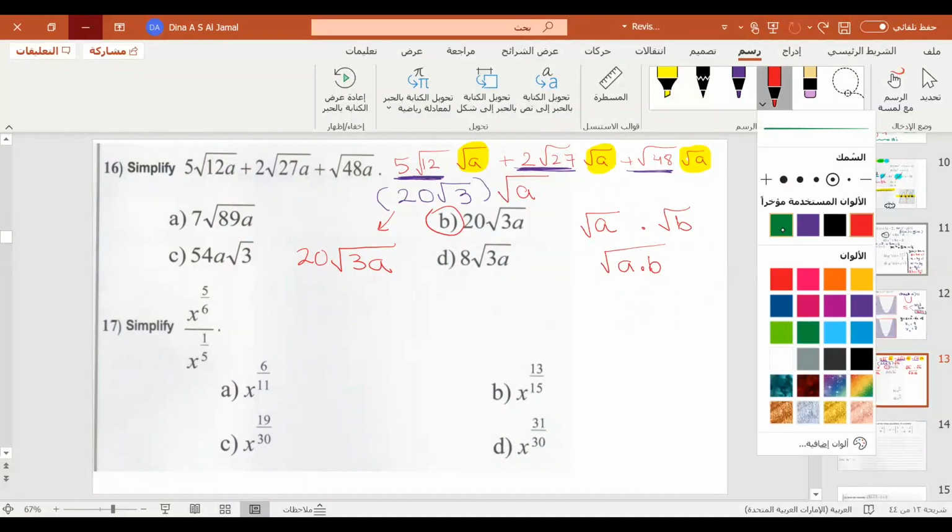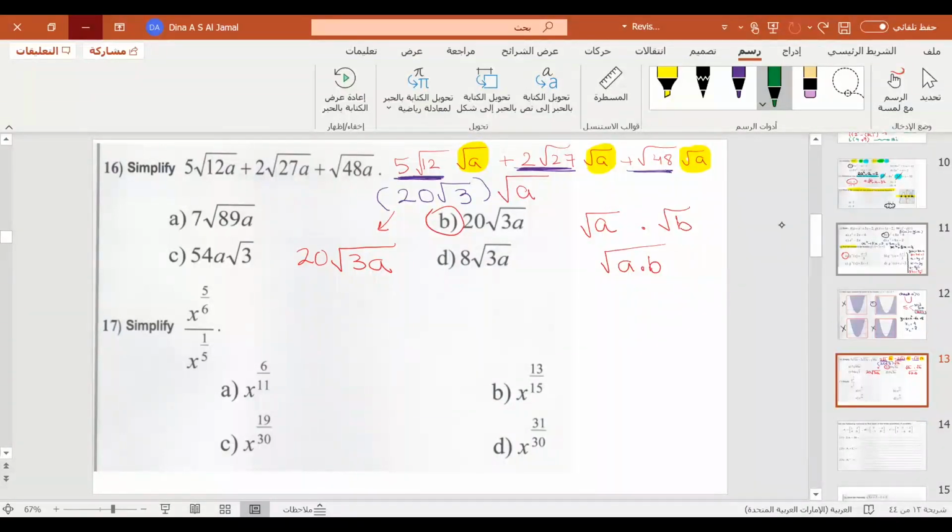Then, last multiple choice question. Whenever you are having same base, and pay attention to this, and division, you can subtract the powers. So your x, 5/6 minus 1/5. That means your x, it's all about 19/30. And this is your answer.